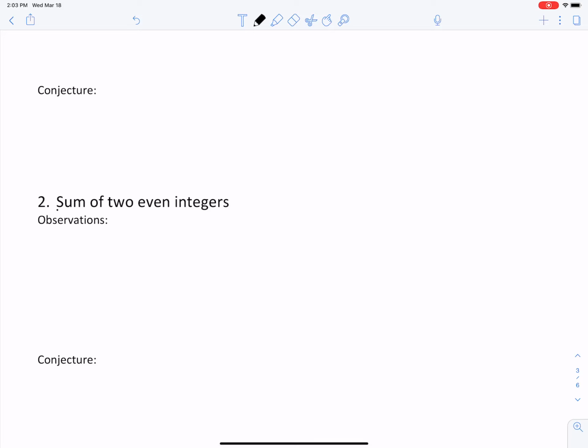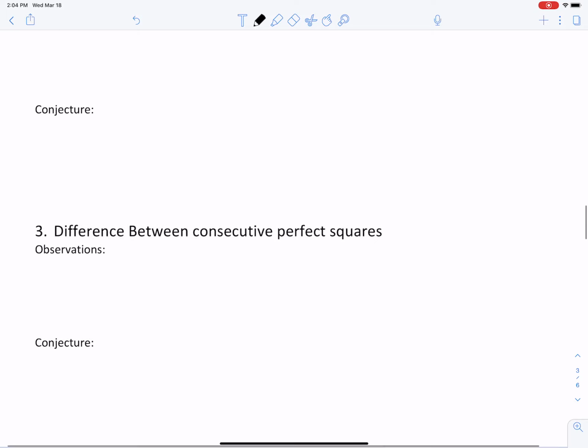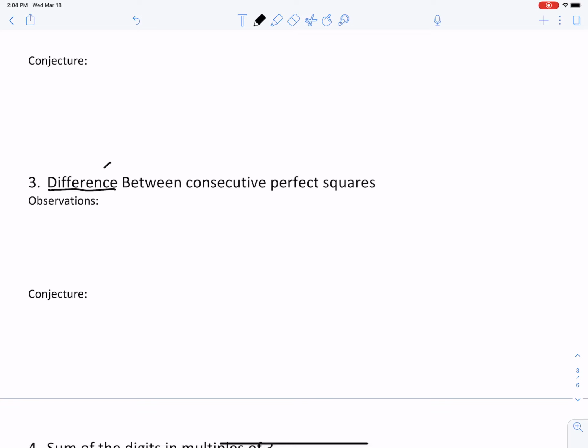Sum of two even integers. Sum means we're adding. Even, we're talking about 2, 4, 6, 8, dot, dot, dot. 0 is also considered even. Integers mean positive or negative numbers. Difference means we're subtracting, usually the bigger minus the smaller. Okay, consecutive means one after the other.